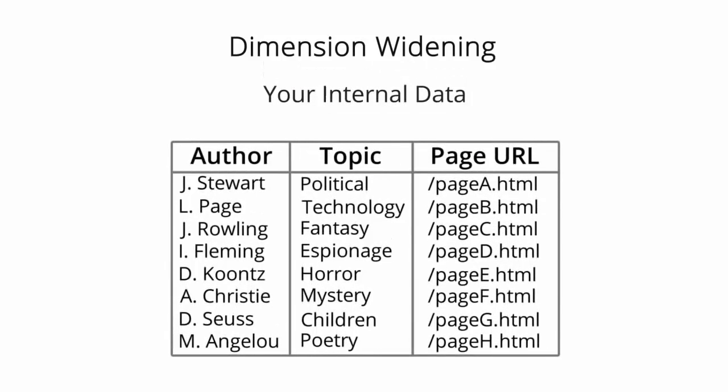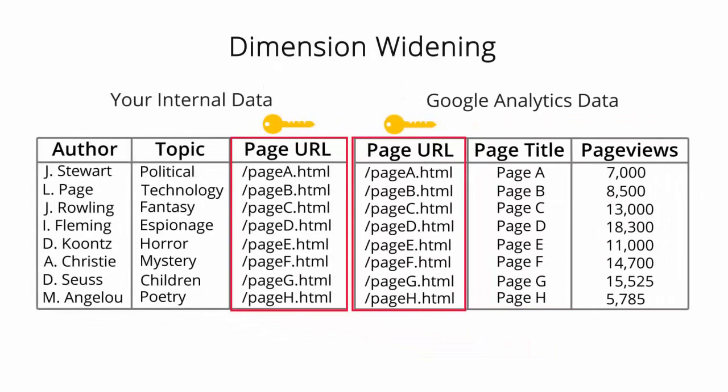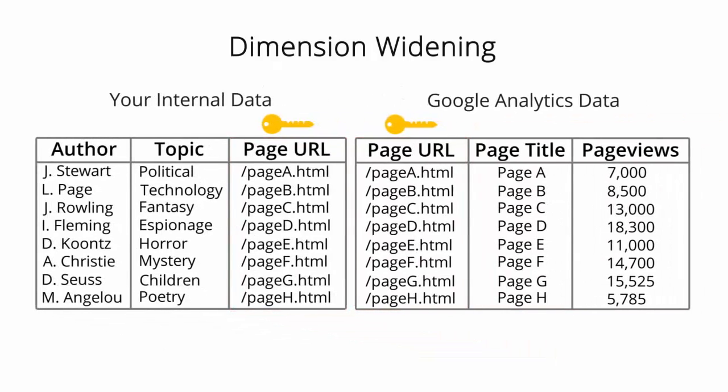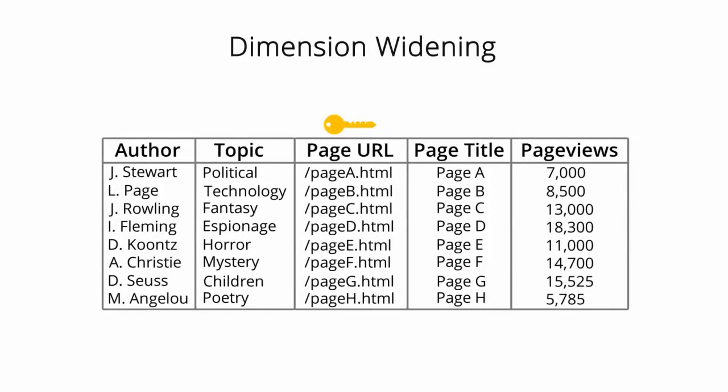While this data is not normally collected by Google Analytics, you might have it stored in an internal system. With dimension widening, you could import author and topic as new dimensions for your content pages. You could use each article's page URL as the key that links the new data to the existing Google Analytics data. Once added, author and topic would be treated just like any other dimensions in Google Analytics. You could add these dimensions to custom reports, dashboards, or segments.